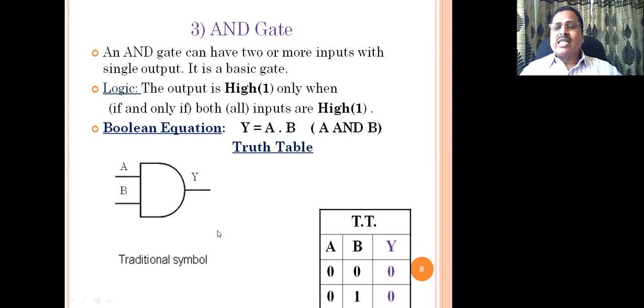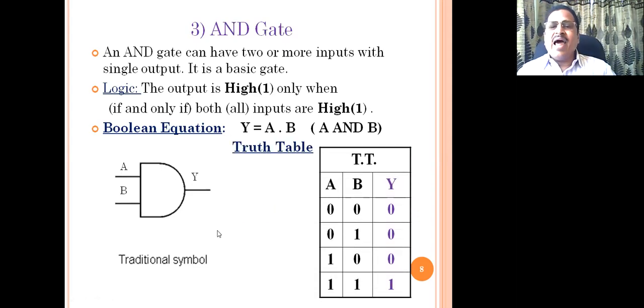Then see here the truth table for the two input AND gate. As per the statement, output goes 1 only when both inputs are 1 1. So for A and B 0 0, output 0. For 0 1, output 0. For 1 0, output 0. Only for A and B as 1 1, A is 1, B is 1, then only output equals 1.